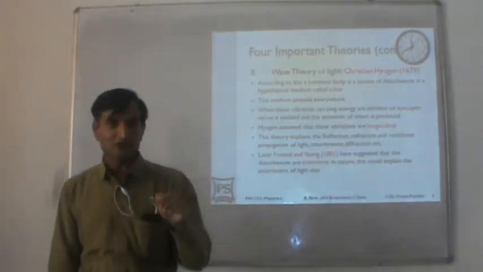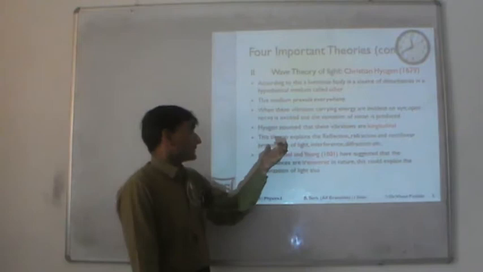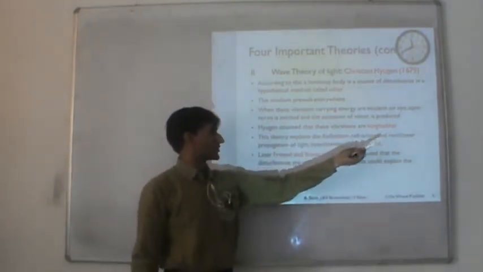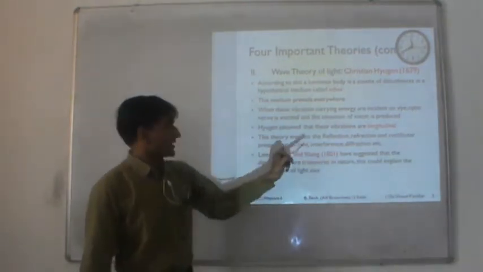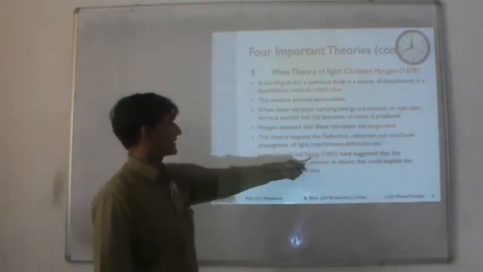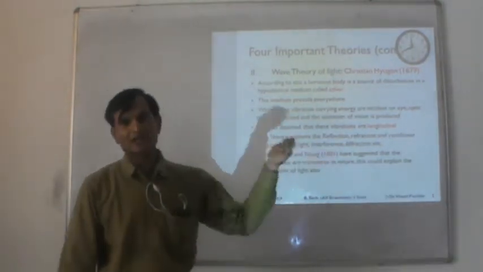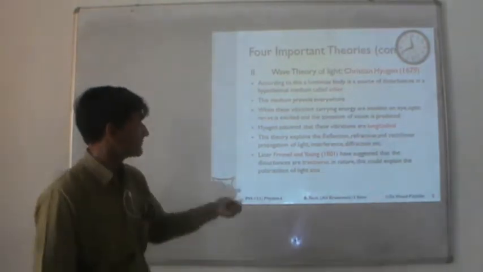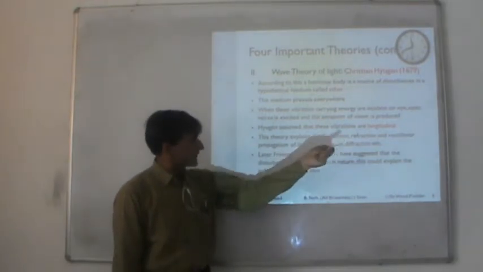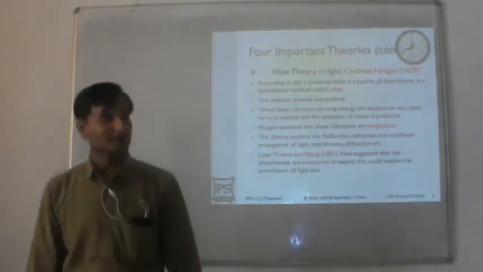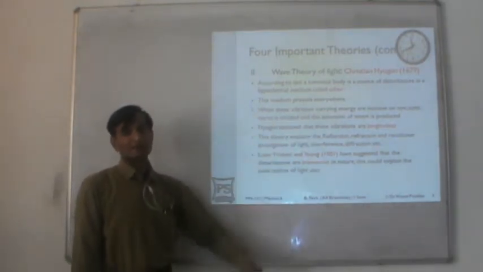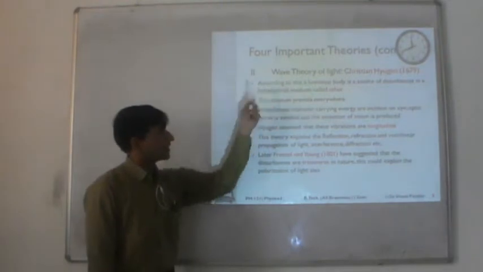Now, if you follow these postulates, then this theory could explain reflection, rectilinear propagation of light, interference, diffraction, etc. Because the wave nature has been considered. We will talk about these phenomena, interference and diffraction, later on in detail anyway. So this could explain everything, including reflection, rectilinear propagation of light, interference and diffraction. But it was not possible to explain polarization with the help of this wave theory.